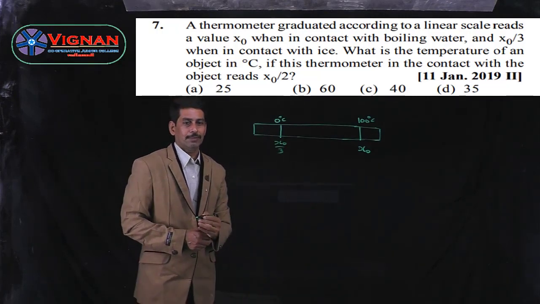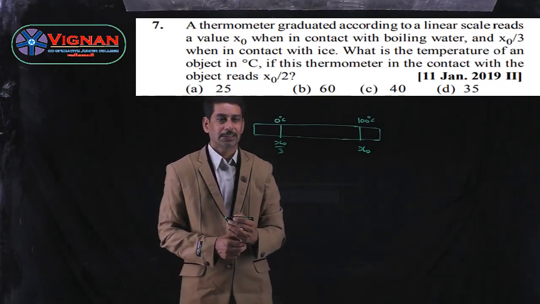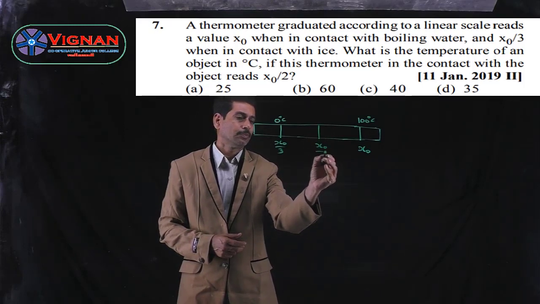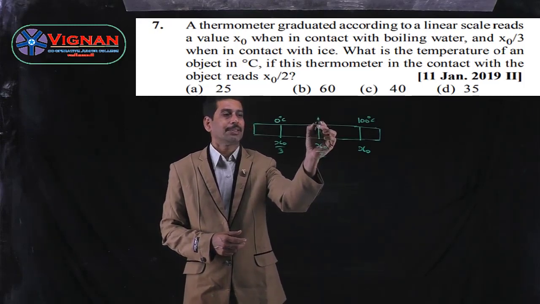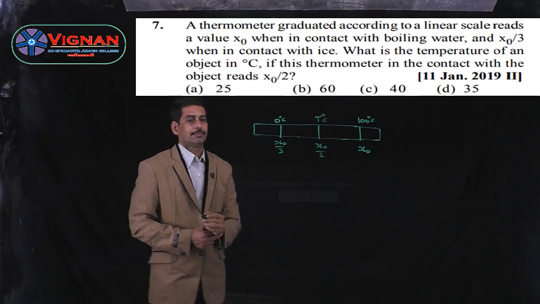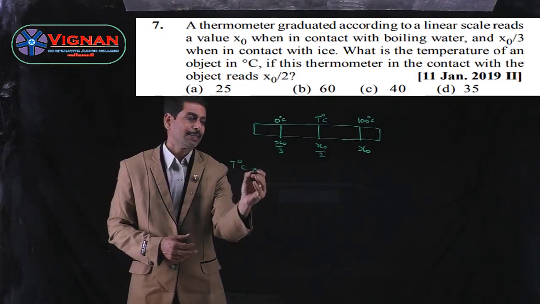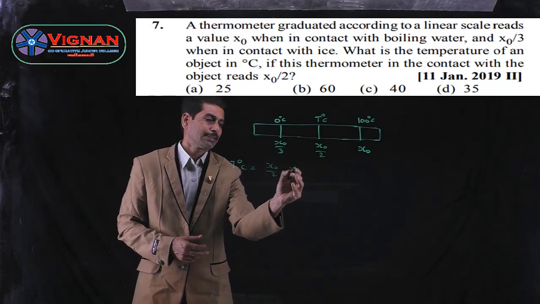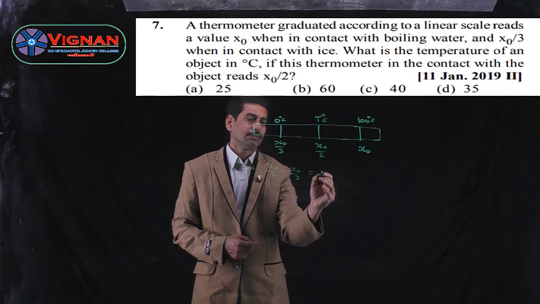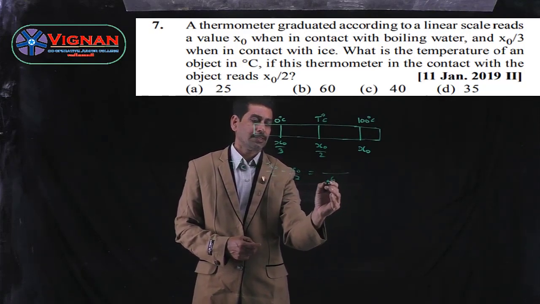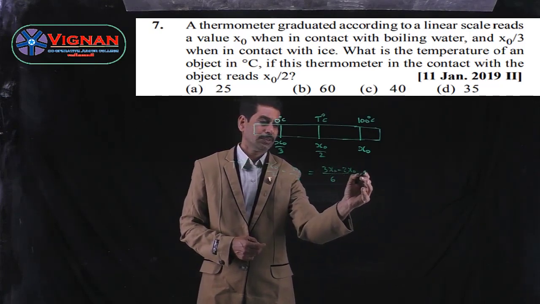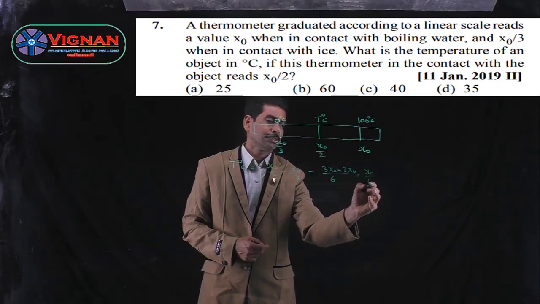And we are asked to find what is the temperature when the thermometer is in contact with the object which reads as x0/2. Let us consider the temperature at this point is T. So now I have to find the temperature T degree centigrade. So T degree centigrade is given as x naught by 2 minus x naught by 3, which is nothing but, so 6 is the LCM, so 3x naught minus 2x naught, which is nothing but x naught by 6.